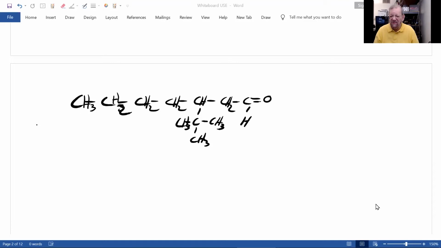Oh, I see a question. Oh, I see a thumbs up. All right, let's do it. How do you name this molecule?